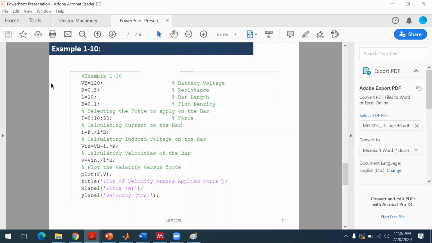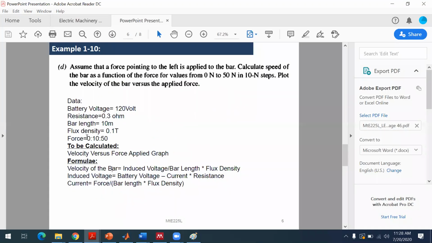So VB is battery voltage, it is 120, R is resistance 0.13, L is bar length, which is 10, B is flux density, which is 0.1. Normally, the purpose of this is basically the way to write a thing which you need, which is being applied in intervals.